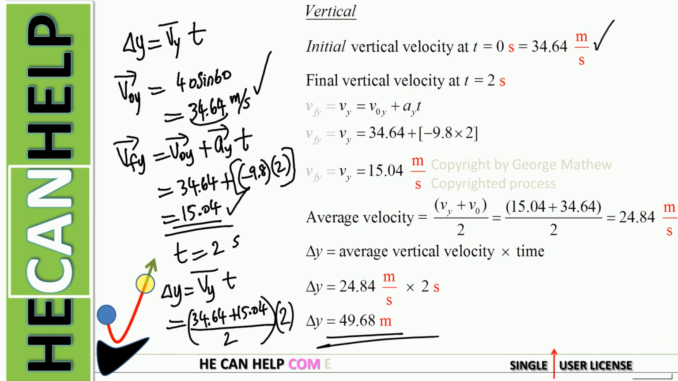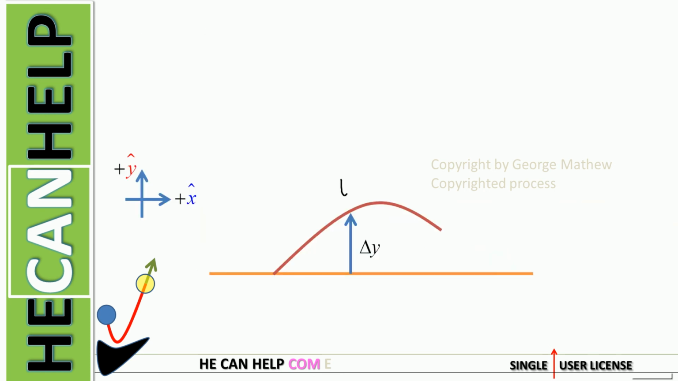You have the initial velocity along the vertical, v0y, and the final velocity along the vertical, 15.04. And we have the average velocity along the vertical, 24.84. It is positive. Average velocity times time gives us the vertical displacement. So 24.84 times 2 is 49.68 meters. We get the same answer. So at t equals 2 seconds, change in y is 49.68.